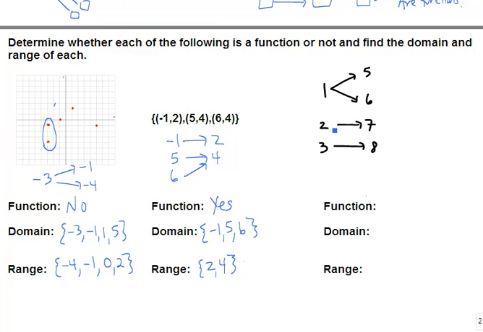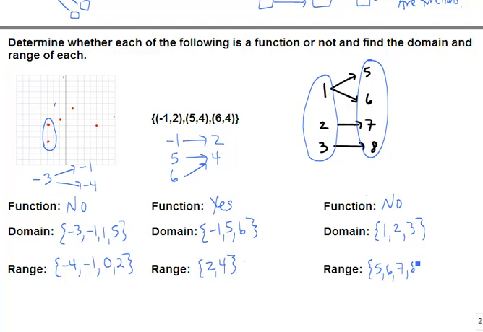For our last example here, is this a function, yes or no? And your answer should be no, because we have our 1 with a double arrow coming out of it. So 1 got used twice, it got mapped to 5 and to 6, and that's not allowed for a function. The domain is going to be the set of all these inputs, so using set notation, 1, 2, 3. And the range is going to be all these y's, so the set 5, 6, 7, 8.